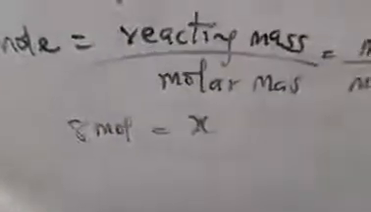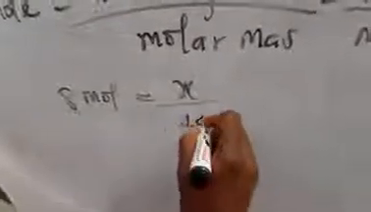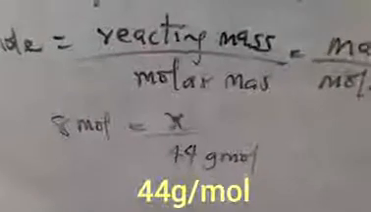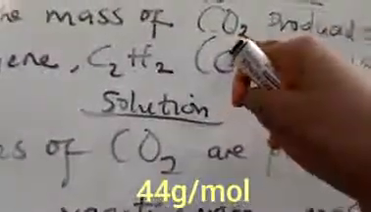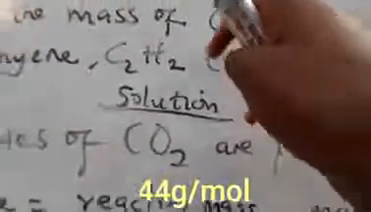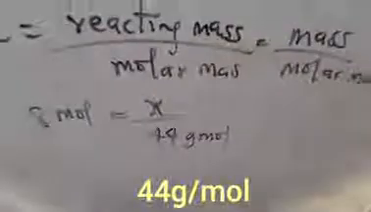So we have 8 moles here equals X, the mass of carbon dioxide produced, which we don't know, over the molar mass of carbon dioxide, which is 44 grams per mole. 44 is gotten by adding 12 plus 2 atoms of oxygen, which is 16 times 2 is 32, plus 12, which is 44.